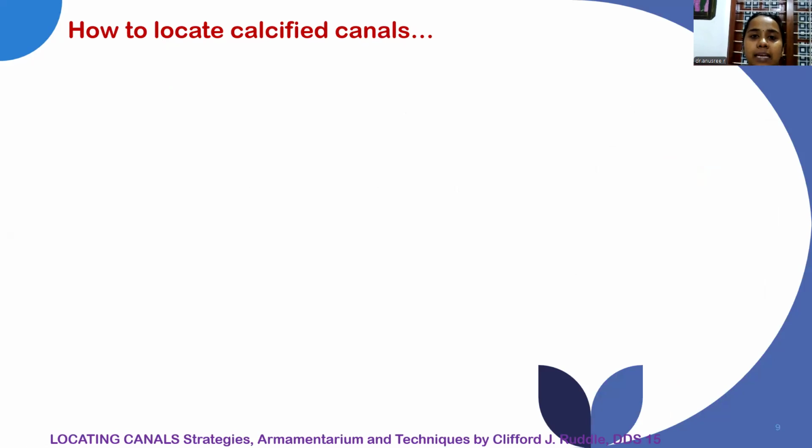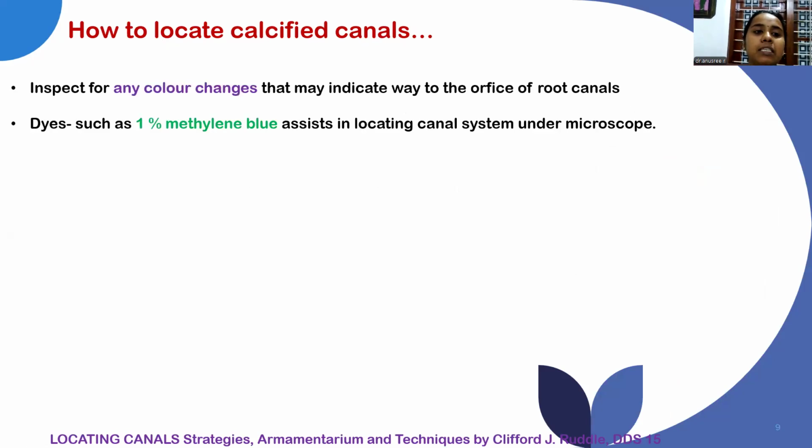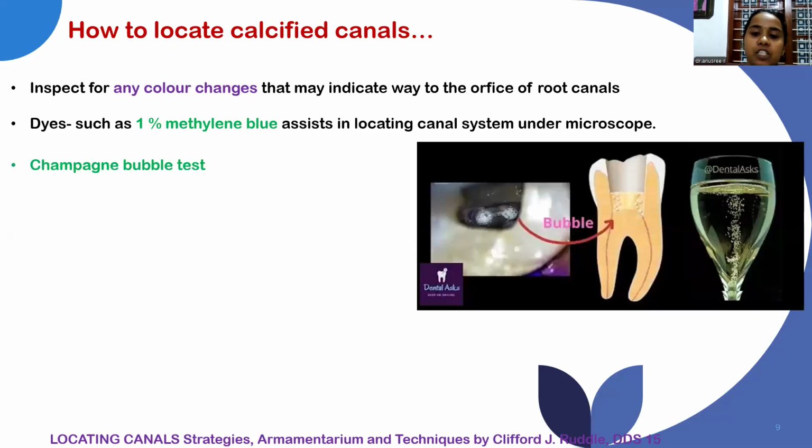Now, how to locate the calcified canals? First, we have to inspect for any color change that may indicate the way to the orifice of the root canal. We can use dyes such as 1% methylene blue to assist in locating the orifice of the canal. Champagne bubble test: as we can see from the picture, when sodium hypochlorite is allowed to remain in the pulp chamber after access opening, appearance of bubbles frothing from a point in the floor indicates presence of a root canal orifice.